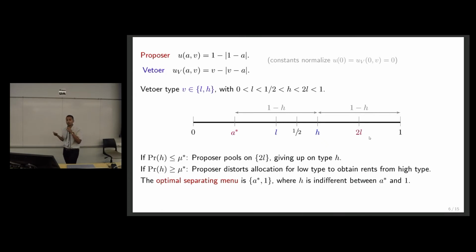So the proposer can delegate the choice to the vetoer and say, look, you have two choices, either A star or 1. The low type of the vetoer is going to take A star. The high type is going to take policy 1. So this is what the proposer could do if he could commit to a mechanism.